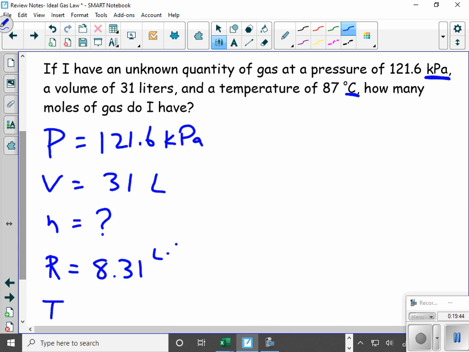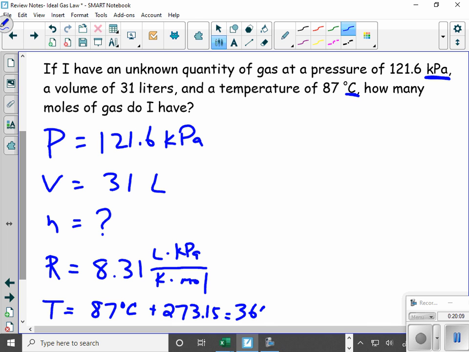8.31 liters times kilopascals all over Kelvin times mole. My temperature is 87 degrees Celsius. I need to add the 273.15, and I get my value to be 360.15 Kelvin. So I've collected all of my data.